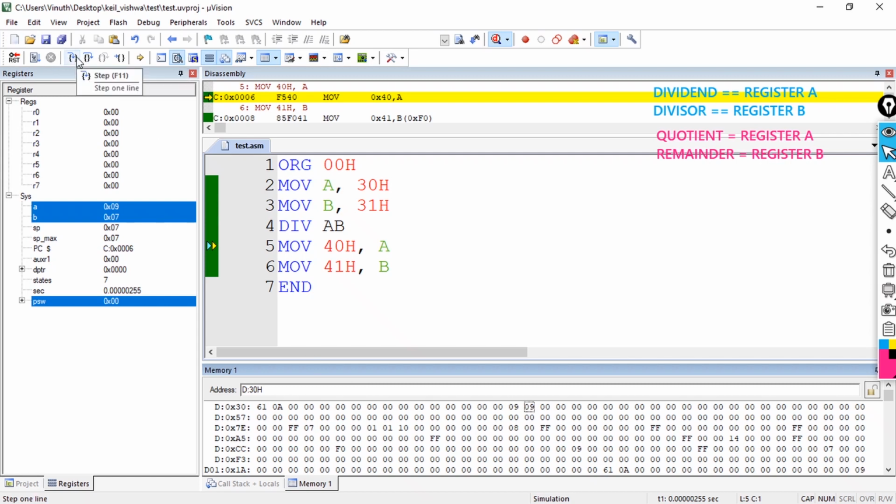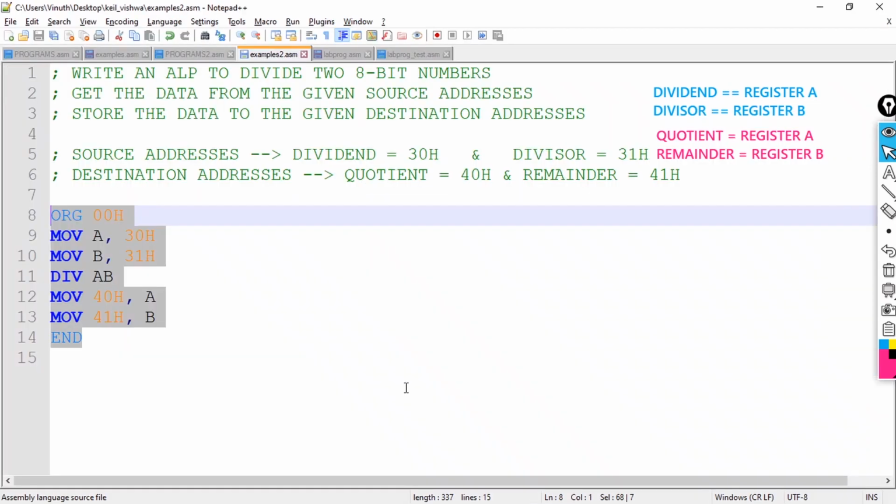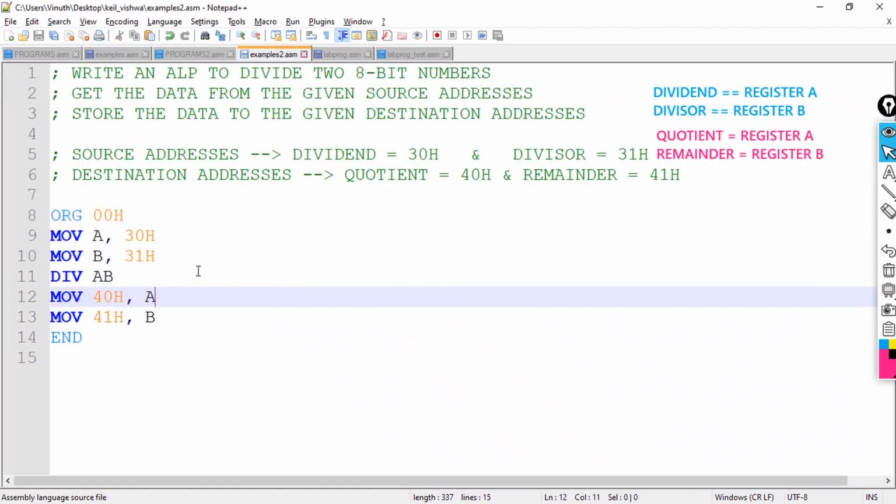After execution step by step, you can observe 9 is being replaced and then 7 got replaced over here. So this is how we are going to perform the division operation of two 8-bit numbers. Okay, so this is how it is being done. So in the next session, we shall look into finding the square of two different numbers.